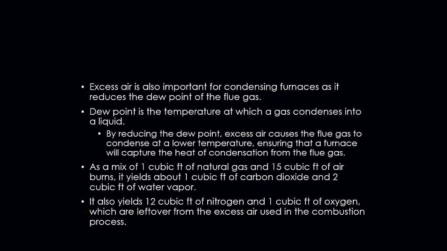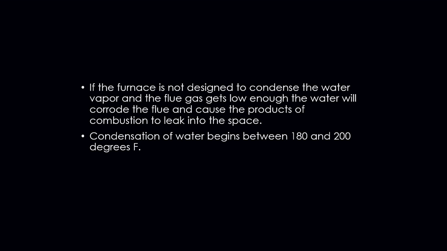And by doing so, we are able to lower the flue gas temperature that is exiting the furnace. A mix of 1 cubic foot of natural gas and 15 cubic feet of air burned will yield about 1 cubic foot of carbon dioxide and 2 cubic feet of water. It also yields about 12 cubic feet of nitrogen and 1 cubic foot of oxygen, which are left over from the excess air used in the combustion process.